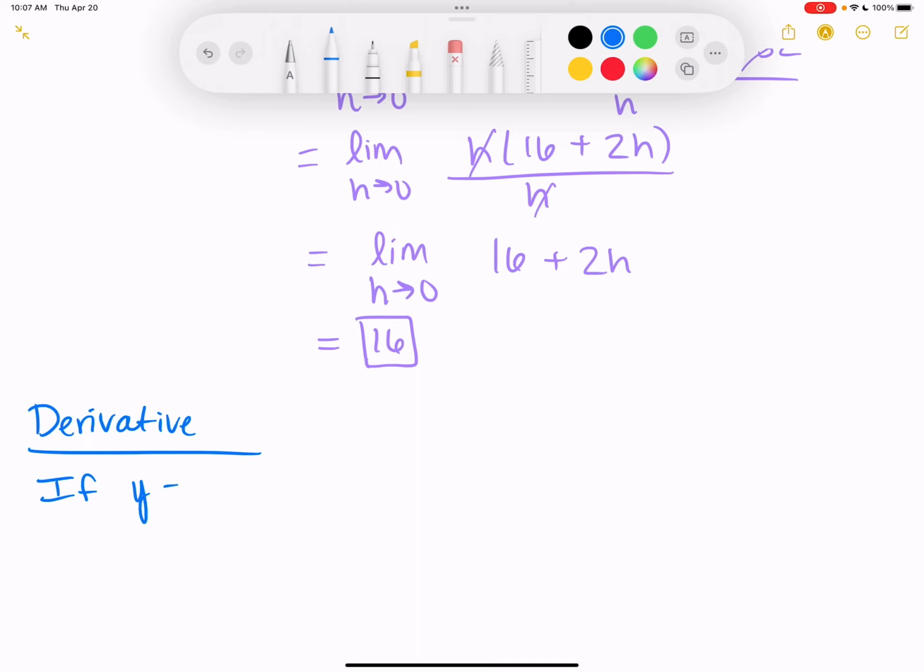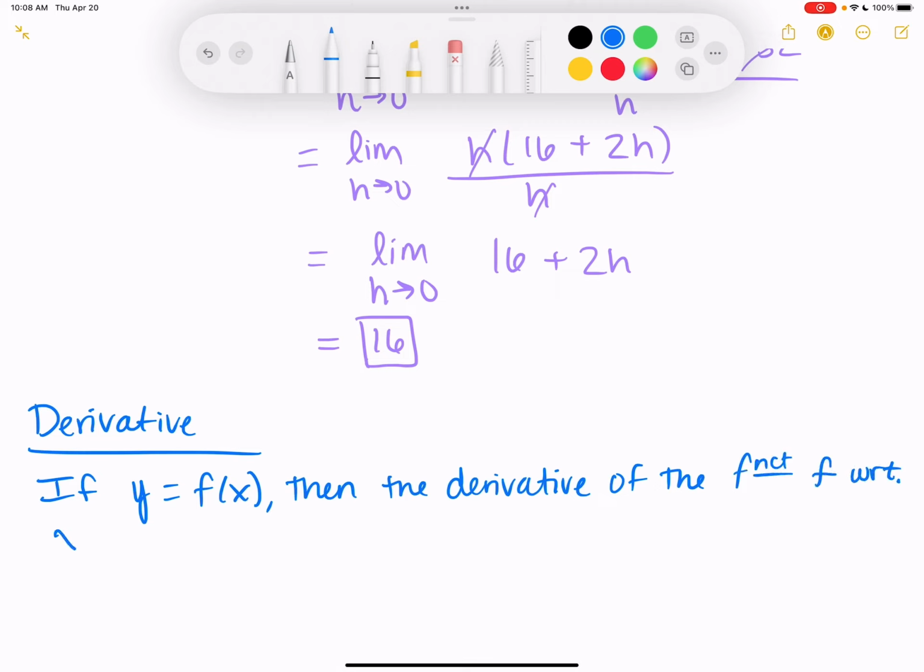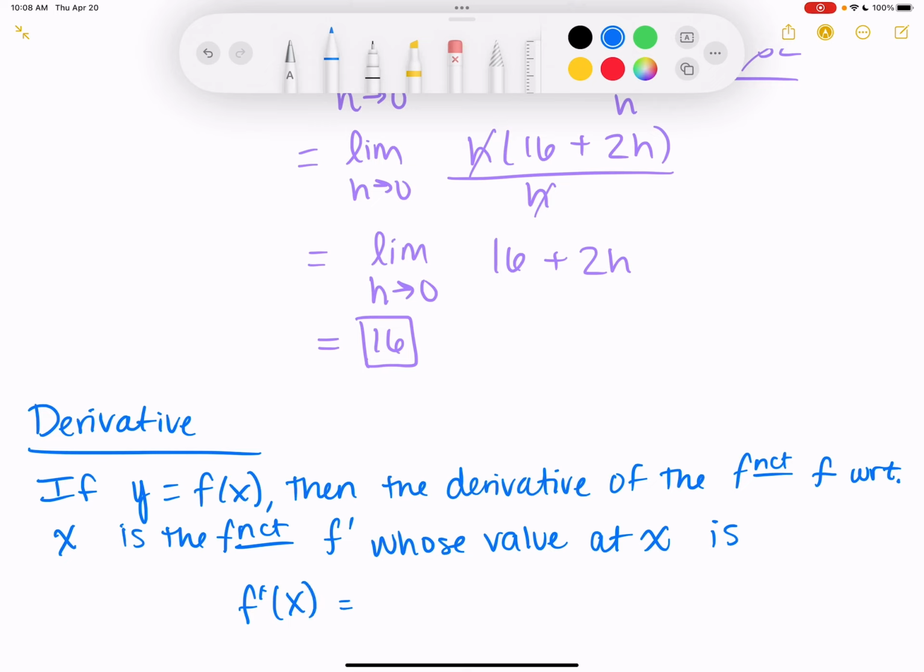If y equals f of x, then the derivative of the function f with respect to x is the function f prime whose value at x is f prime of x is equal to the limit as h approaches 0 of f of x plus h minus f of x over h.